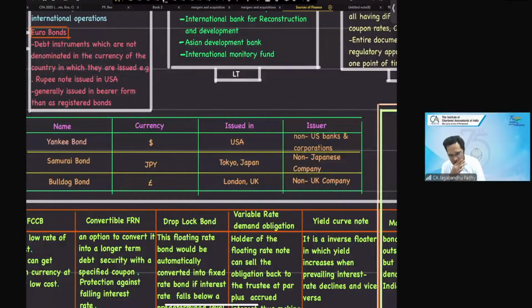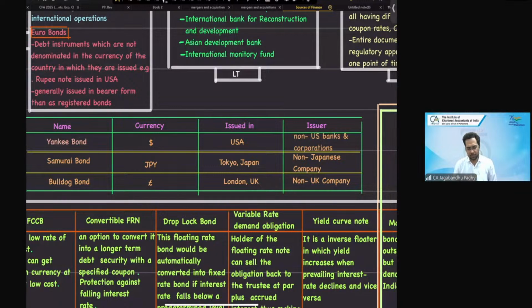Now, suppose I ask you, which country are we talking of when we're talking of maple bonds? Like Yankee bonds are the bonds issued in USA, samurai in Japan, and bulldog in UK. Same way, maple bonds. Where do you think they are issued? Of course, they are issued in Canada. Correct. Yeah, so maple bonds.